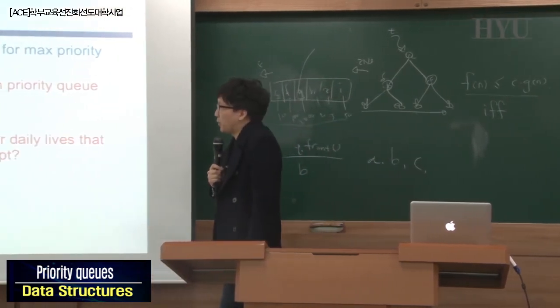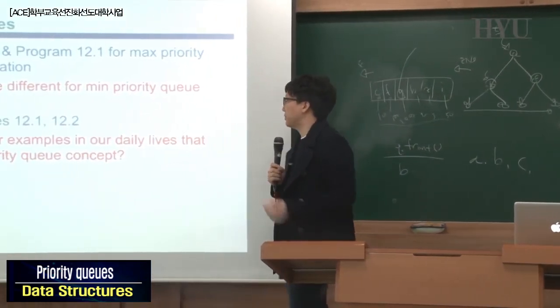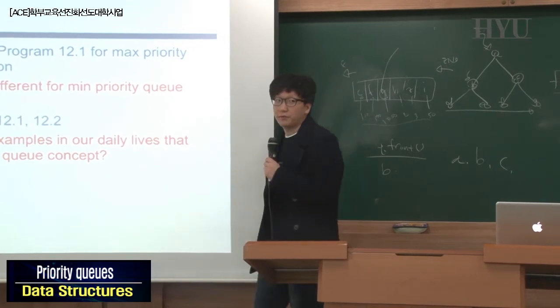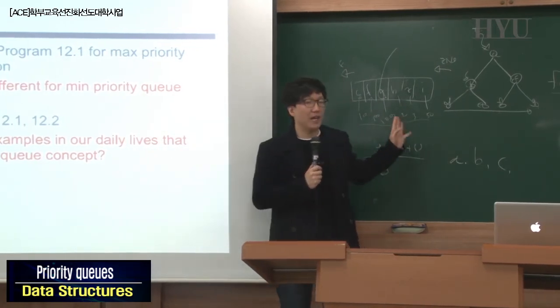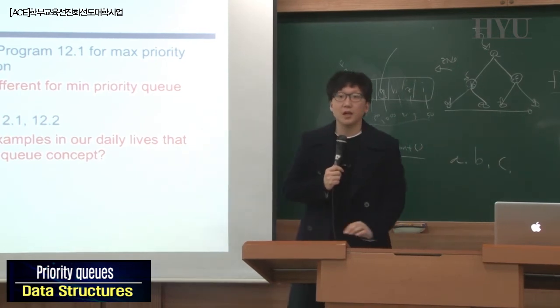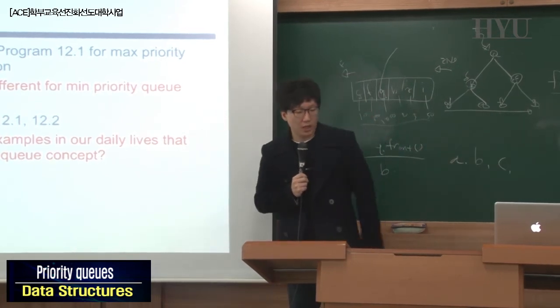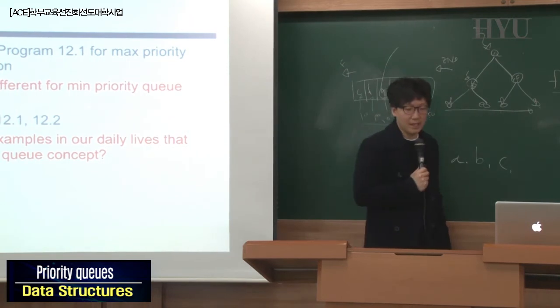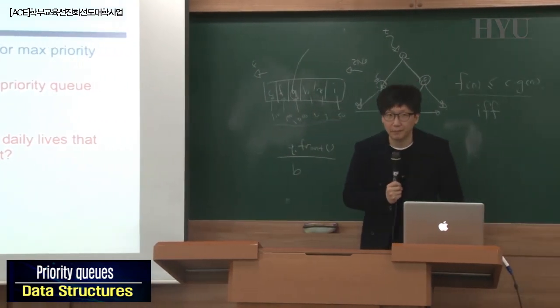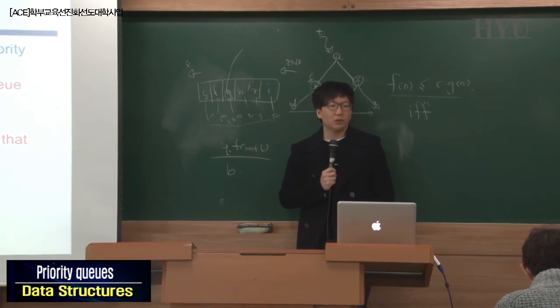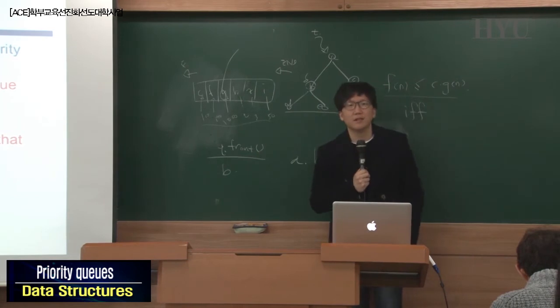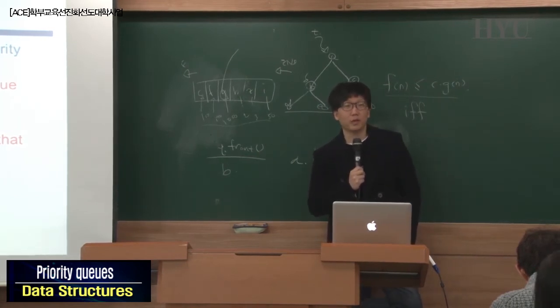Please start reading the 12.1 and 12.2 examples, but these examples are not so much different from these number ones. They try to give you the idea of having priority values on each element. What are the examples in our daily lives that utilize the priority queue concept? I gave you one already, maybe sorting. When we were discussing a queue, I gave you one small simulation example on a supermarket.